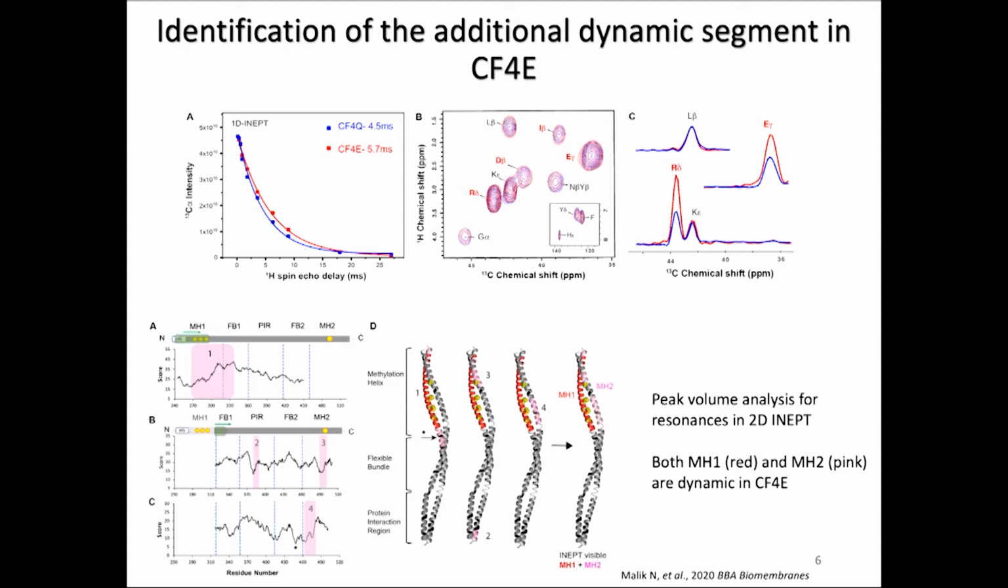So what we did was we redid the peak volume analysis similar to what we had done in the CF4Q sample. And upon checking the sequence, we realized that another segment of the protein, towards the C-terminus, the MH2, methylation helix 2 in CF4E, was also dynamic in the unmethylated state.